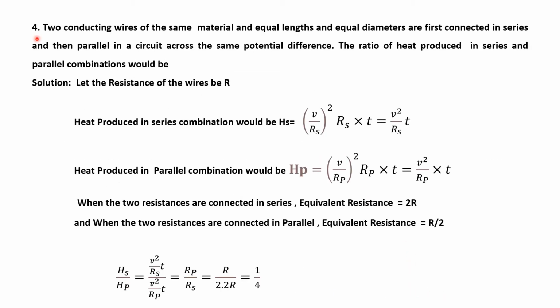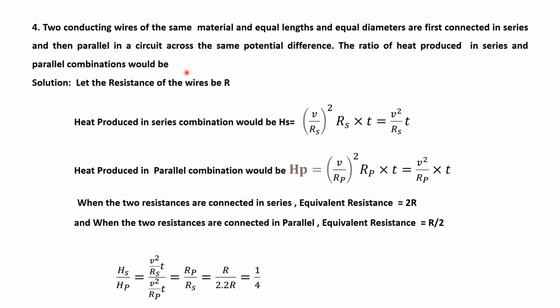Question number 4. Two conducting wires of the same material and equal lengths and equal diameters are first connected in series and then in parallel in a circuit across the same potential difference. The ratio of heat produced in series and parallel combinations would be.